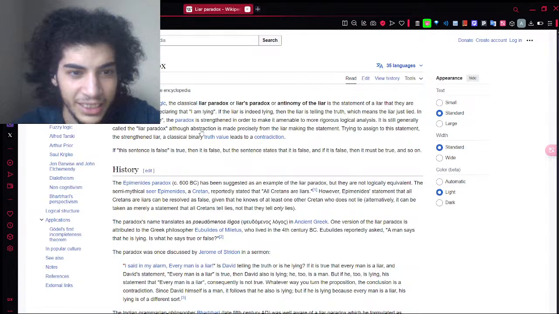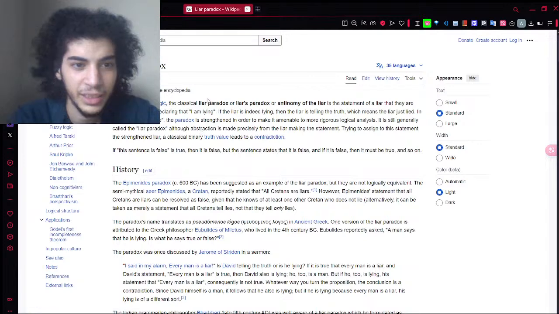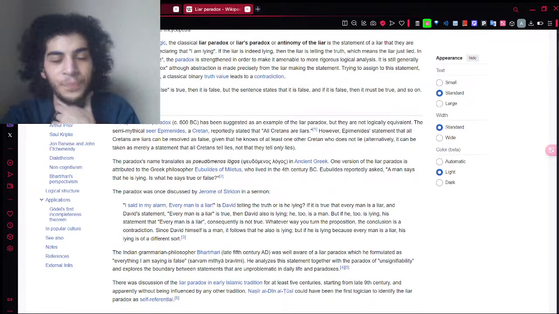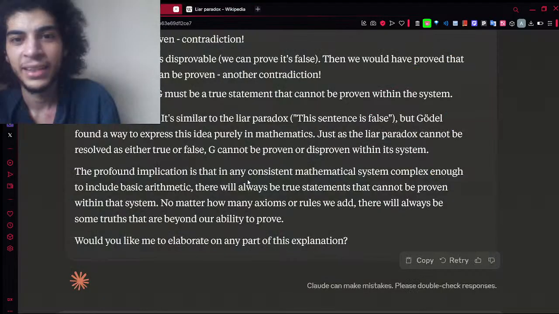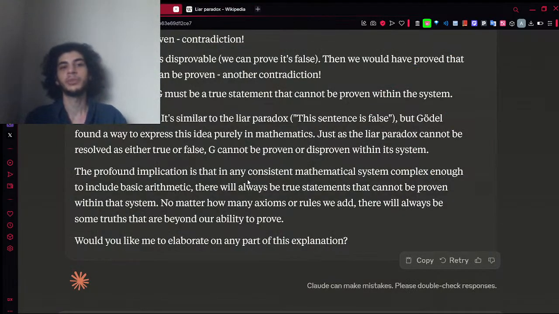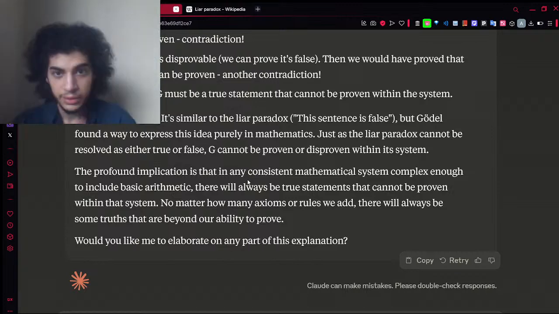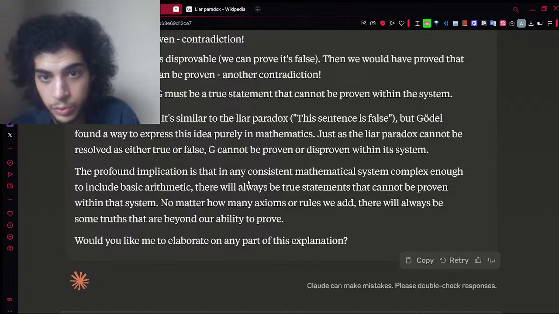Okay, the Epimenides paradox, right? This sentence is false. But Gödel found a way to express this idea purely in mathematics, an idea that can exist within mathematics. Amazing. Just as the liar paradox can't be resolved as either true or false, G cannot be proven or disproven within a system.